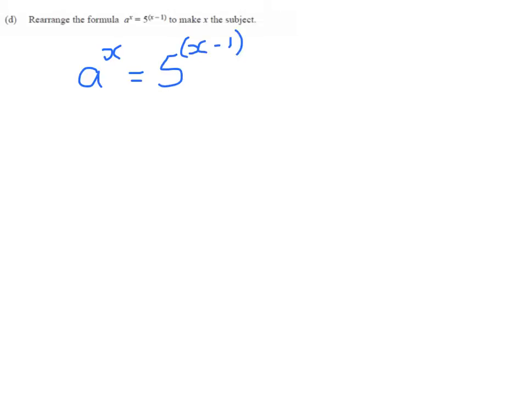equation. Right, we've got x is in the power, so your instinct should tell you to take logs of both sides. So x log a is equal to x minus 1 log 5.